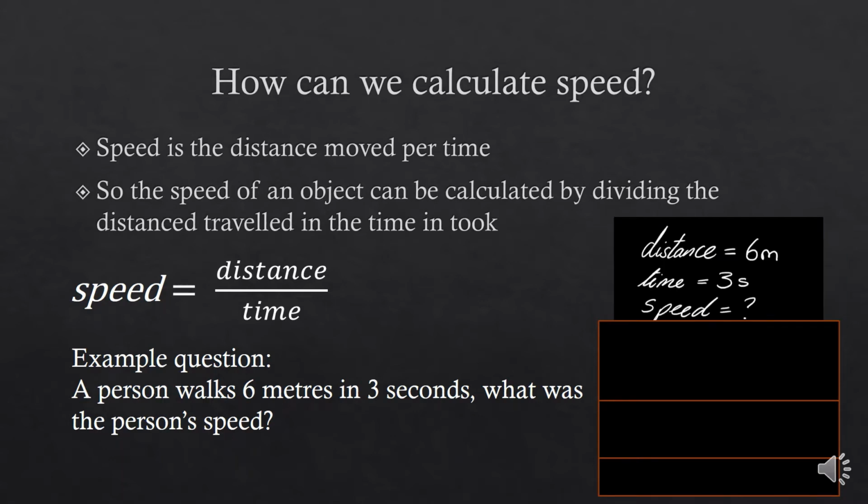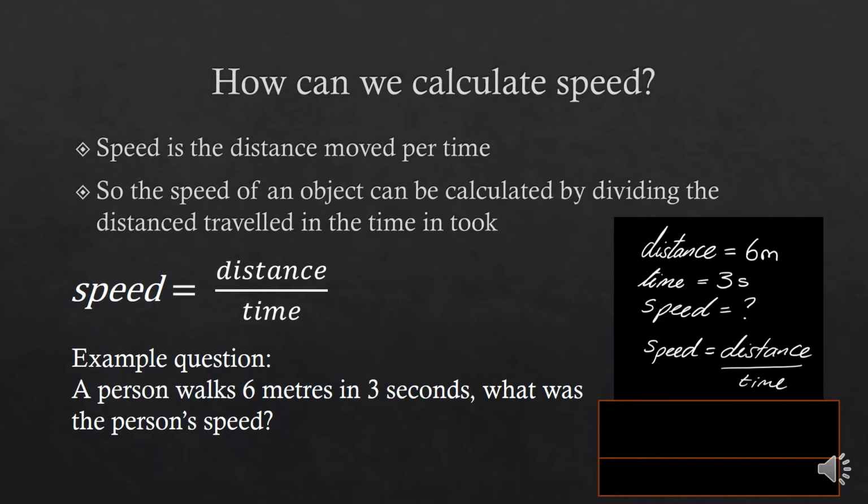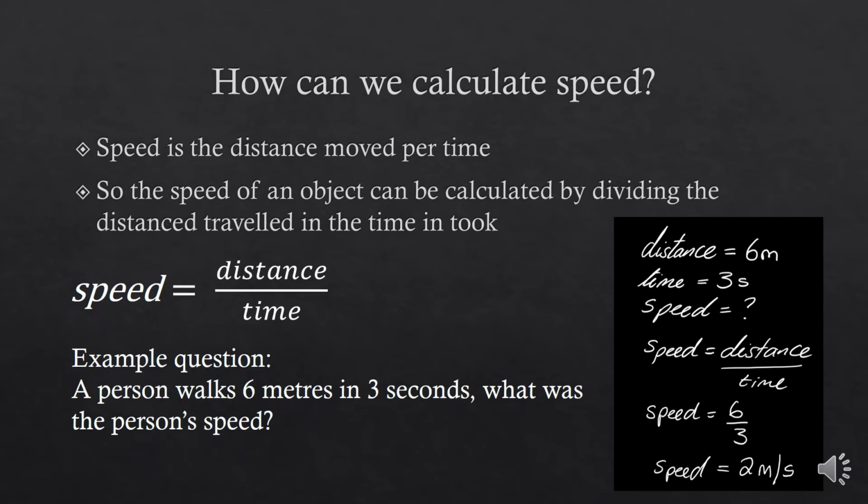So the first thing I do is I write down what the question is telling me. I know the distance is 6 meters, I know the time is 3 seconds, and it's asking me to work out the speed. So the first thing I do then is I write down the equation. Speed equals distance divided by time. I then put numbers into the equation. So the speed is going to be equal to the 6 meters divided by the 3 seconds, which is going to give me an answer of 2. And then I put the unit meters per second.